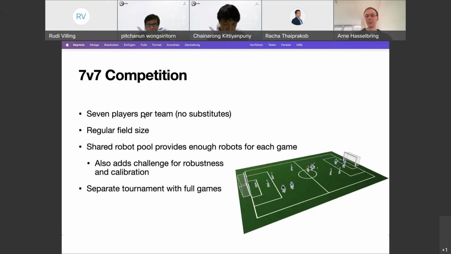One interesting aspect is that in order to have 7 robots per team, we establish a shared robot pool to which teams that participate in this competition have to contribute some robots. And so of the 7 robots that a team plays with, 3 are randomly assigned from this pool a short time before the game. So they have to, for example, calibrate those robots quickly before the game. So this is something that has been enabled by last year's competitions, which were focused on calibration and using robots of other teams.